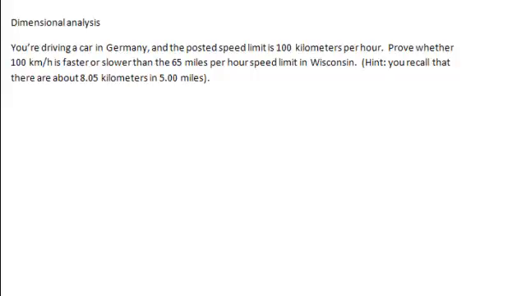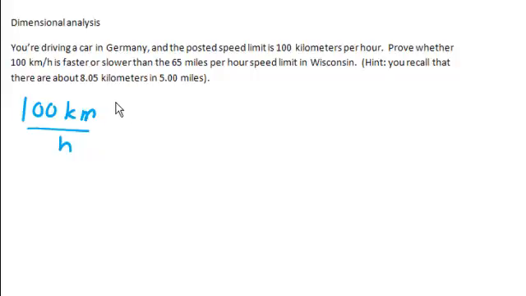Given what you have in this problem, you could either choose to start with kilometers per hour and convert it to miles per hour, or you could start with miles per hour and convert it to kilometers per hour. Either way, once you have the conversion done, you're going to want to compare the two results to see which one's greater than the other. Let's start with kilometers per hour.